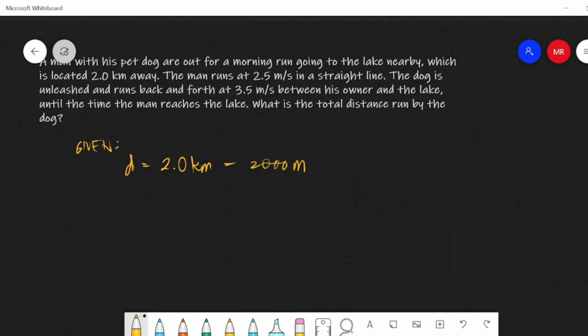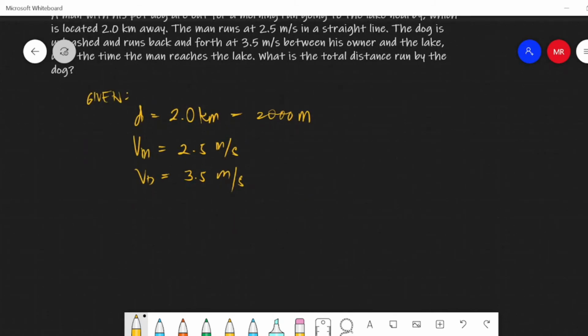The man runs at 2.5 meters per second. Say this is the velocity of the man, 2.5 meters per second. The dog is unleashed and runs back and forth with the velocity, let's say VD, 3.5 meters per second. And what is the total distance? I am required to get the distance run by the dog. Let's say that XD is the distance run by the dog.